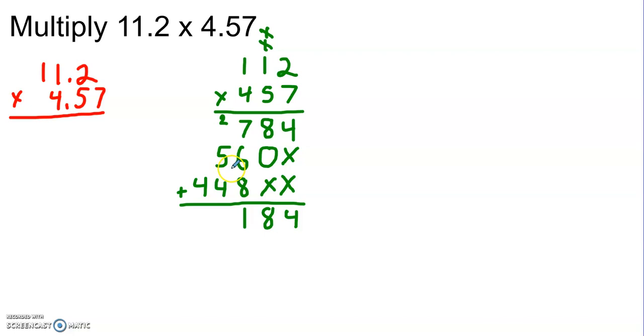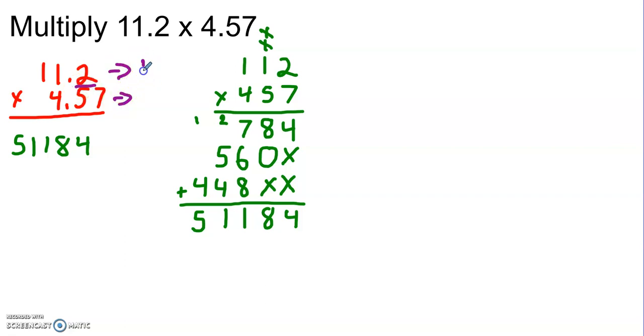2 plus 5 is 7. 7 plus 4 is 11. So I bring down the 1, carry the 1. 1 plus 4 is 5. So when I multiply these numbers out, I know that I have 5, 1, 1, 8, 4. Now that I have that, I can go and count how many decimal places. So I write my 2 little arrows and I count.